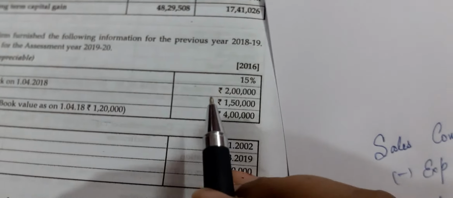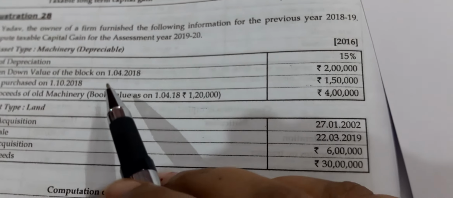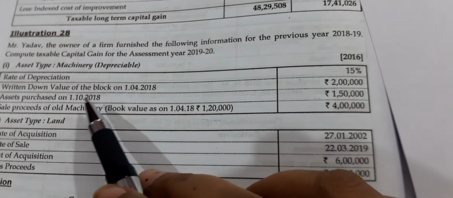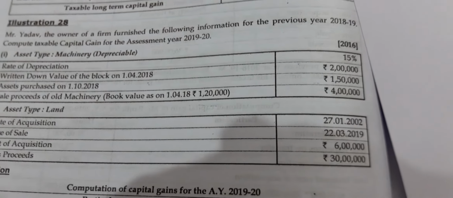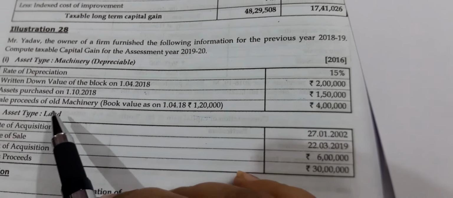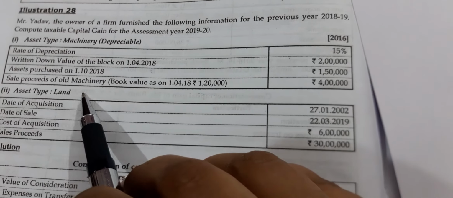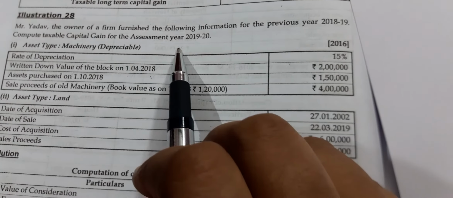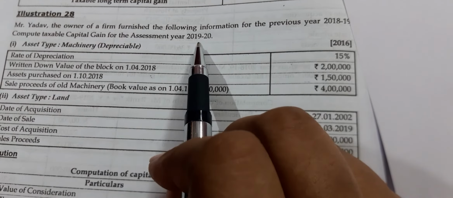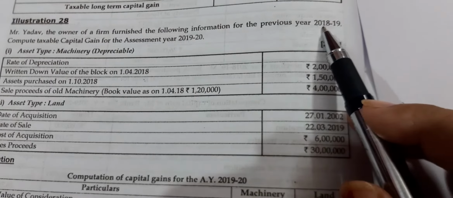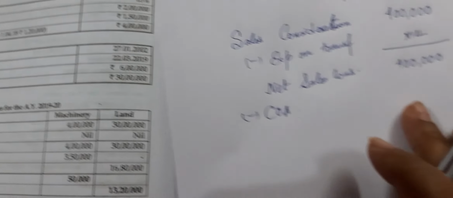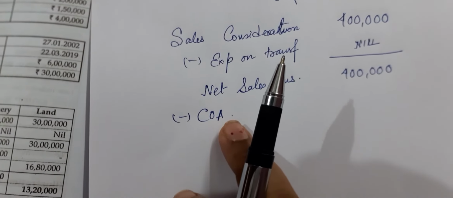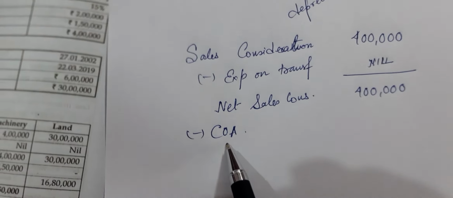Here, it's a written down value of the block, which means the asset has been purchased long back, when I don't know, and I am selling the asset in the previous year 2018-19, since this is assessment year 2019-20. So in spite of the fact that it is a long term capital asset, we will not do indexed cost of acquisition, we will do only cost of acquisition.